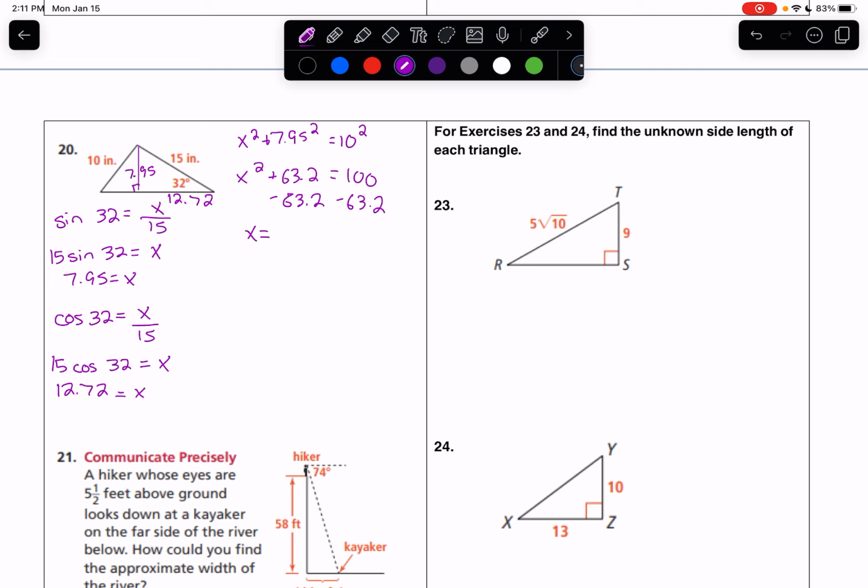x squared equals 36.8, so take the square root, and x equals 6.1. So the other piece of this is 6.1. To find the area of the triangle, I take the base, which is 2 pieces, 6.1 plus 12.72, and multiply that by the height of 7.95.